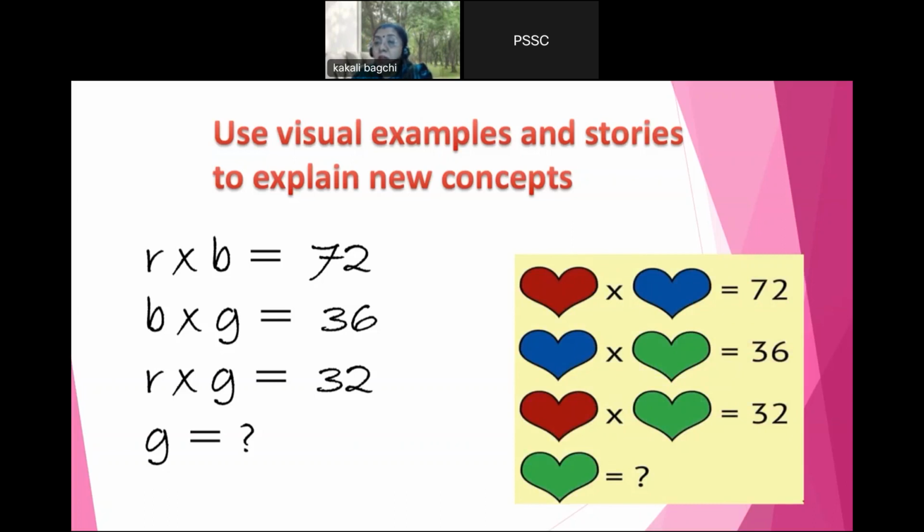They are very much acquainted with this type of picture, as these pictures come to them on WhatsApp or through friends. After that, we can ask them to write the first letter of the colors. They will write R into B is 72, red into blue, B into G, blue into green, is 36, R into G is 32. Can we do this? Can we help our students to create equations even at the primary level? Can we make them future ready for the middle school?